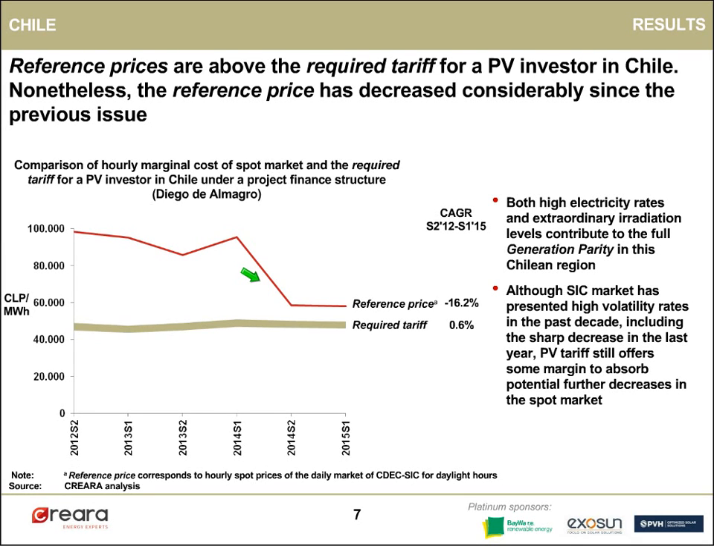But as I just mentioned, the prices have dropped significantly, and generally the market has shown quite high volatility rates in electricity prices. So even though the required PV tariff still has some margin to grow, and the reference price has some margin to drop, the margin that we analyzed in the last issue has decreased significantly.